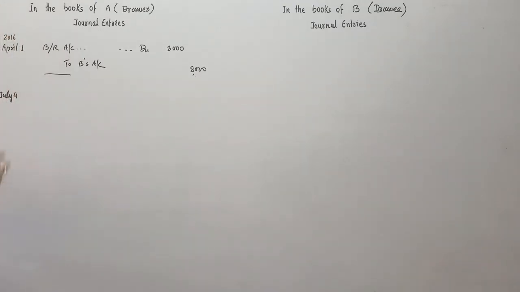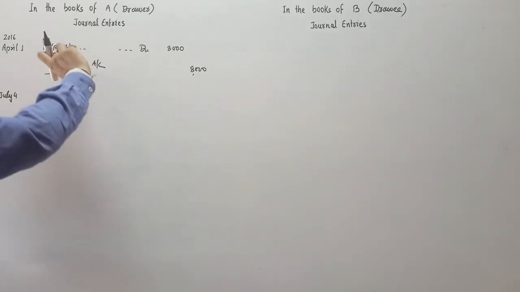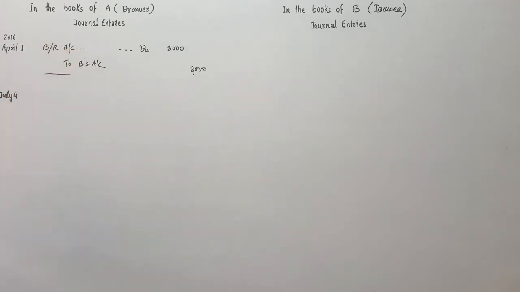So in dishonor, what we will do, we will cancel this entry of bill which is recorded by us when the drawee accepts the bill. In case of dishonor of the bill, this entry will be cancelled. So we just reverse this entry.